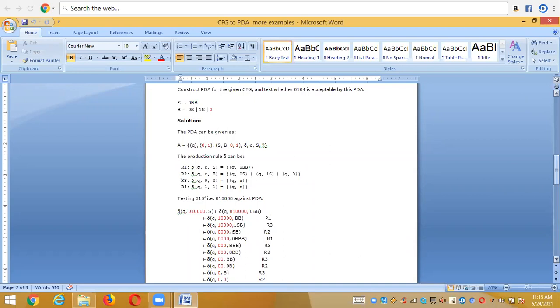And please make a note of this example. This is the most important example. Here in this example, I showed you how to write the transition rules of the PDA, as well as how to test the input string, and how to show that the string is accepted by the PDA by empty stack.